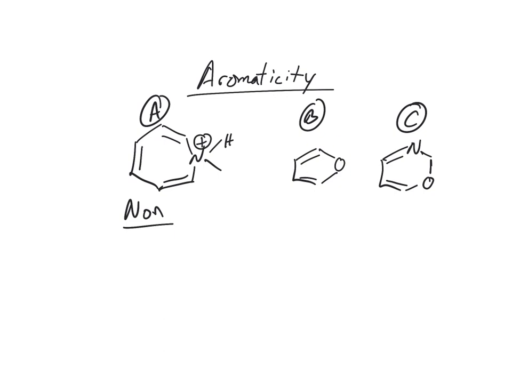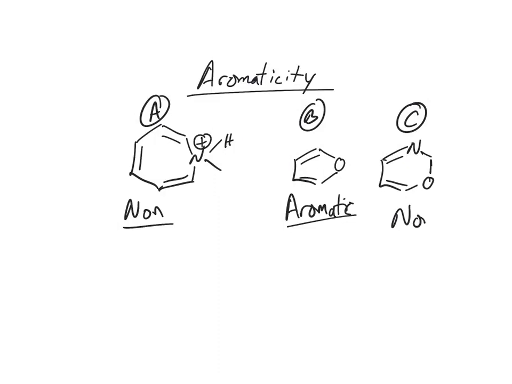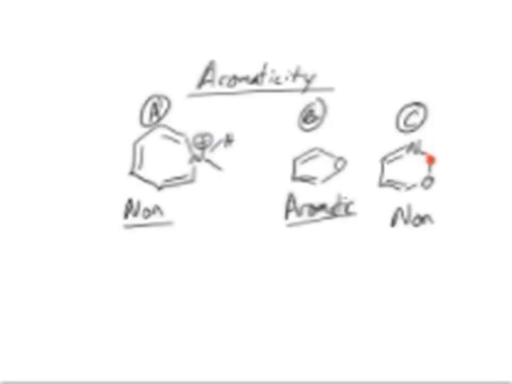What about B? B is aromatic, anti-aromatic, or non-aromatic. B is aromatic. That's right. And C is non-aromatic. And don't get lost. There's the sp3 hybridized carbon sitting there. Don't get lost in the weeds. So this is non-aromatic too. Good.